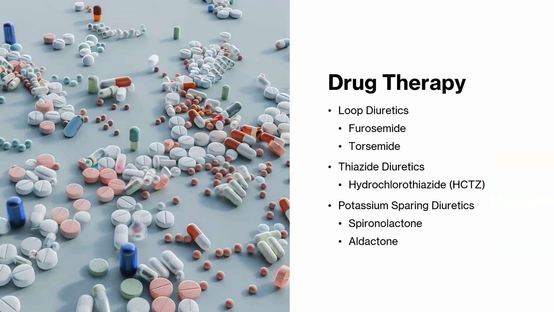So again, here on the next page, we're talking loop therapy, loop diuretics, furosemide, torsemide. Those are the ones that take potassium out. Thiazides or hydrochlorothiazide are the ones that are added to our blood pressure medications. Those are a little bit milder. And then potassium sparing diuretics like spironolactone, aldactone, or eplerenone are those that actually help save potassium.